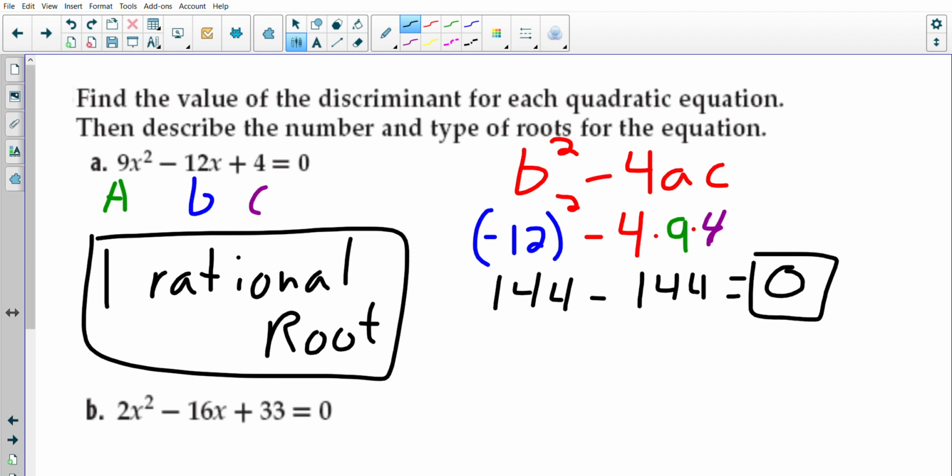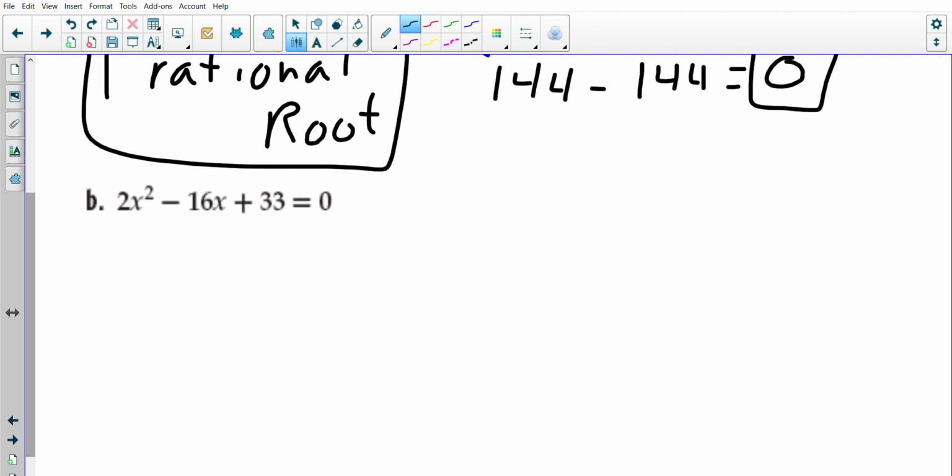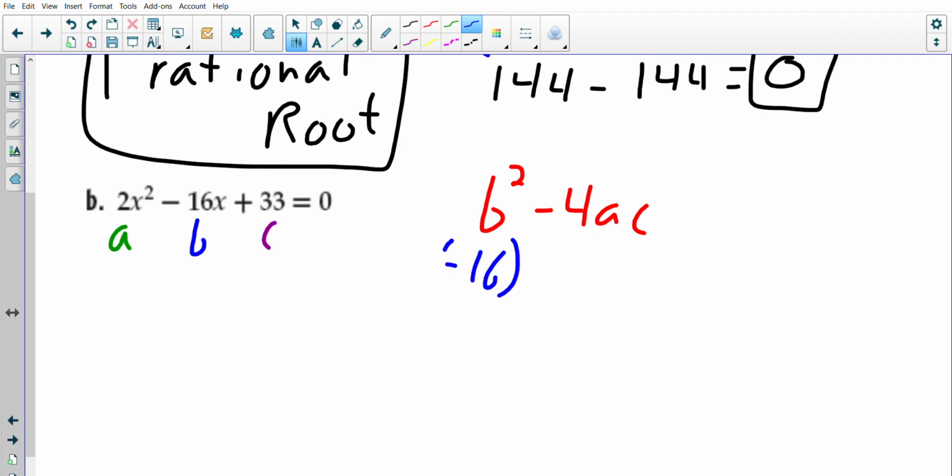So let's do the next one: 2x squared minus 16x plus 33. Again, I'm going to write this out. So we have b squared minus 4ac. So we have a, b, and c. So let's just do 16 squared minus 4 times a, which is 2, times c, which is 33. Okay, so 16 squared, that would be 256.